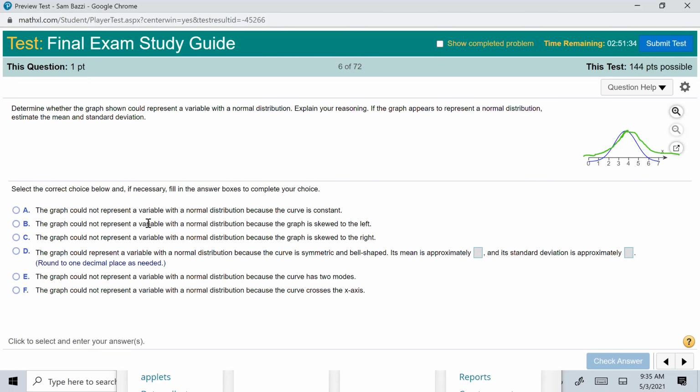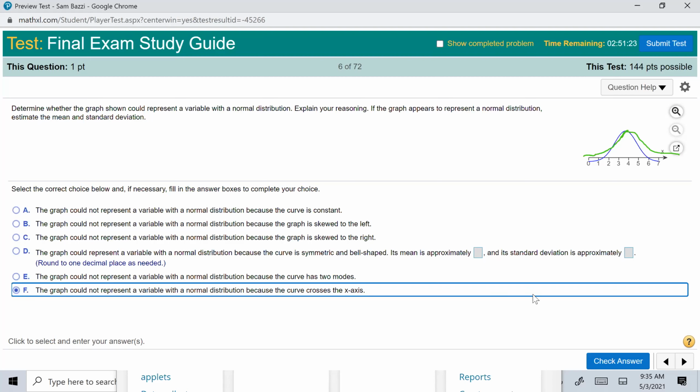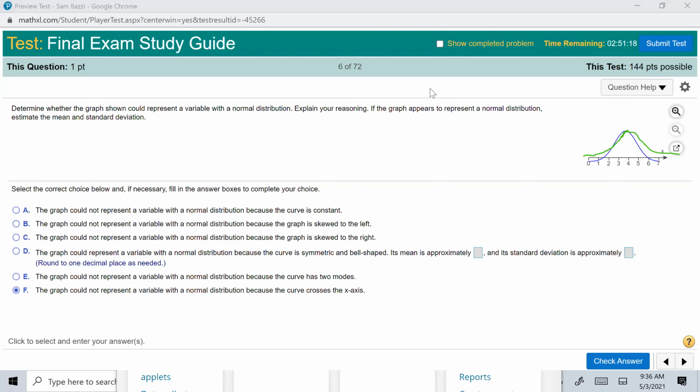The curve could not represent it because the graph is not skewed. The graph is not, because the graph is skewed to the right. Crosses the x-axis. All right. You are correct. It's F.